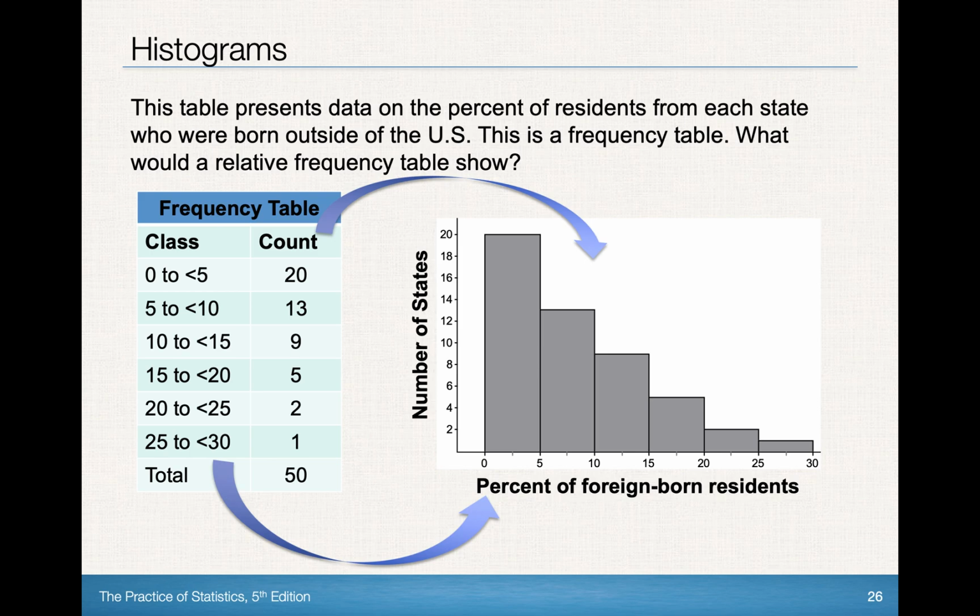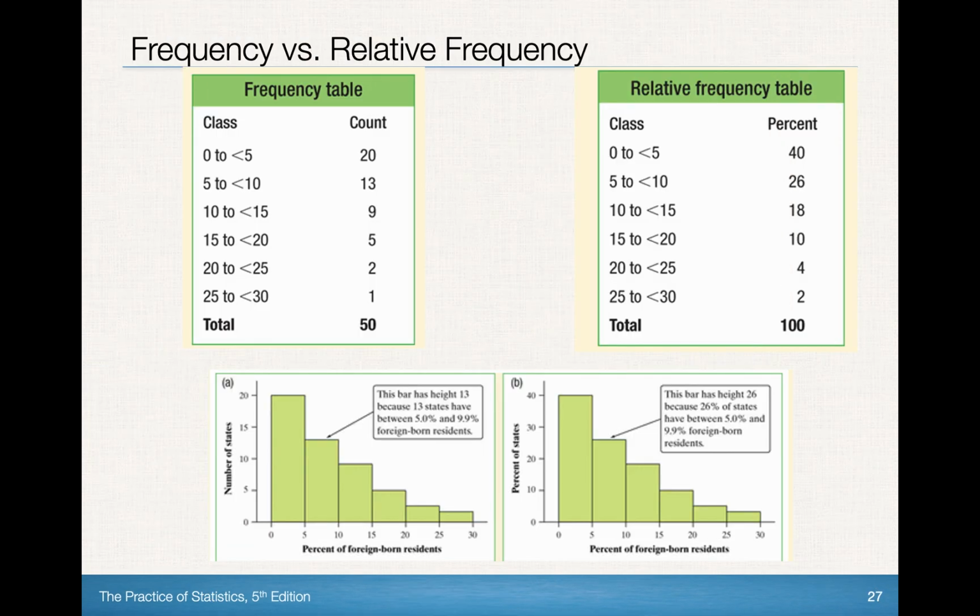Okay, I don't know if there's any outliers, unusual features, and the spread. Again, we haven't talked much about spread. We will talk more about it moving forward and how to put a numerical value to spread. So this is a frequency histogram.